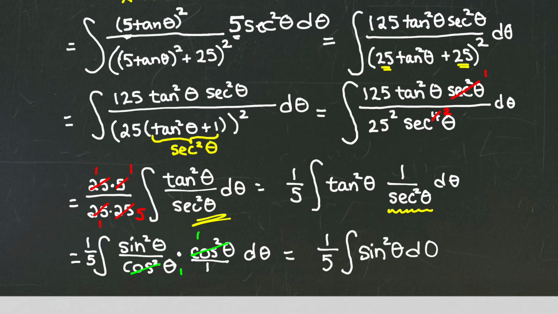Whew! All right. So after all that, we have reduced our original integral into something really simple, 1/5 sine squared theta. Now let's work that out. So let me turn to a new page to do that.